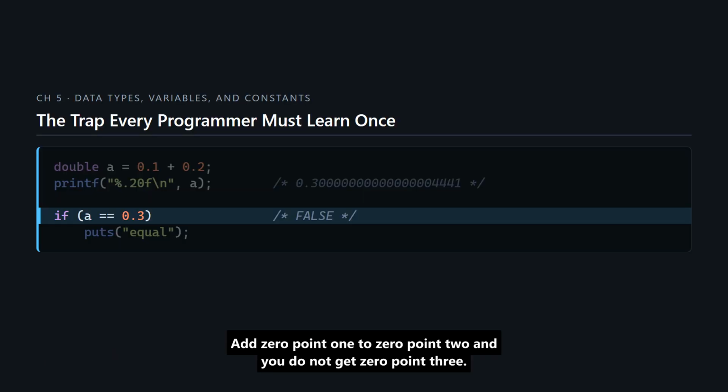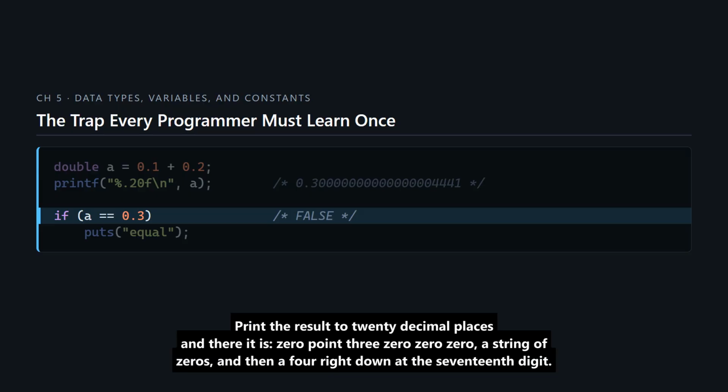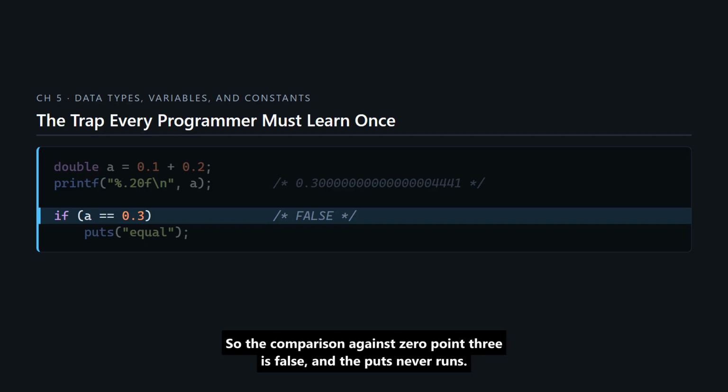Add 0.1 to 0.2 and you do not get 0.3. Print the result to 20 decimal places and there it is, 0.3000, a string of zeros, and then a 4 right down at the 17th digit. So the comparison against 0.3 is false, and the puts never runs. This is not a bug in C, or in your compiler, or in your processor.